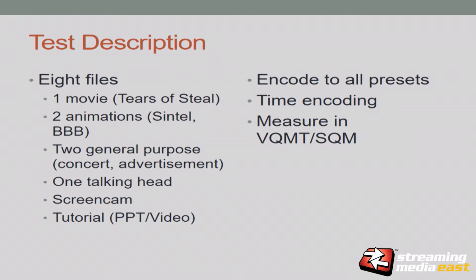So I'm writing a new book that keeps getting delayed. But I'm looking at one movie file, Tears of Steel. I'm looking at 2 animations, Sintel and Big Buck Bunny. 2 general purpose files, a concert file that I shot. 1 talking head video, because we have a lot of talking head videos. Then a screencam, which is Camtasia based, and then a tutorial, which is just PowerPoint and video. So I wanted to see how all these files reacted to the different presets.